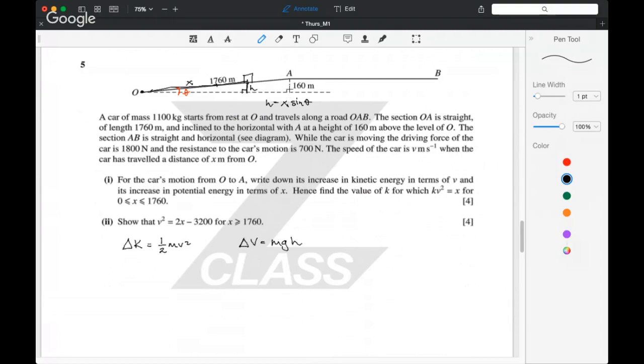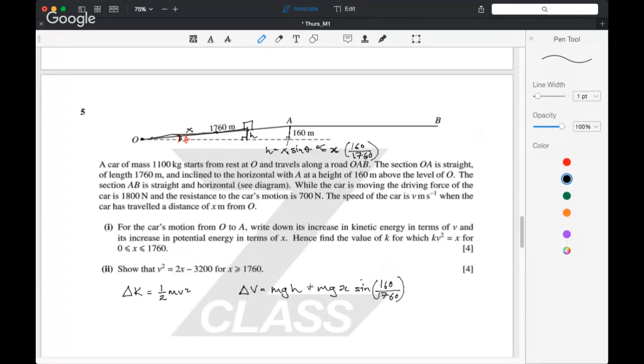And theta, we can use the big triangle, which has the same theta angle. So we know that the sine of theta is 160 over 1760. So h is x times 160 over 1760, right? So this is equal to mgx times 160 over 1760, which is a fairly small angle.